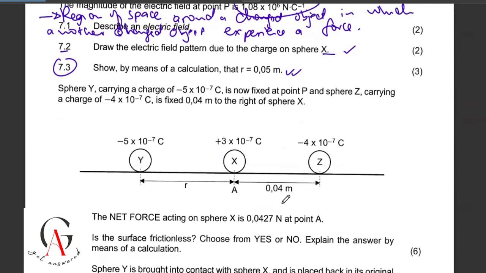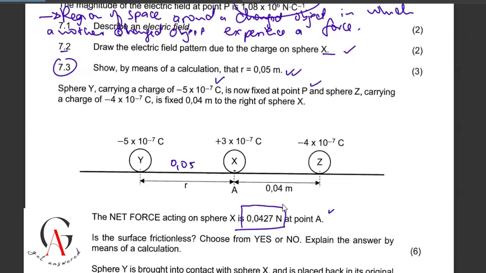Then sphere Y is this much of charge, now fixed at P, meaning that the distance between X and P, remember, was 0.05. And then there is Z that is carrying this, fixed at that point. Then the net force is this much at point A. Is the surface frictionless? Choose yes or no and explain.